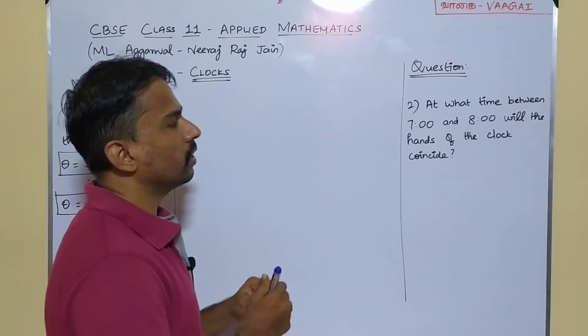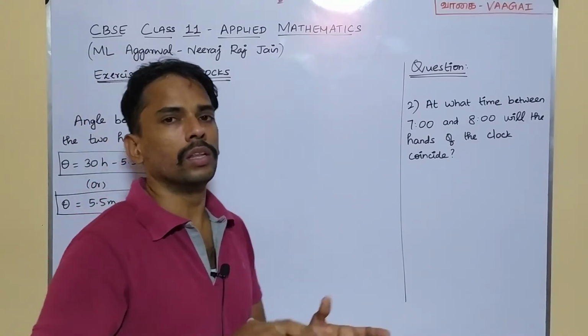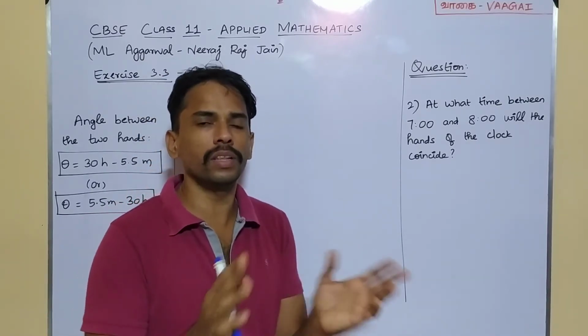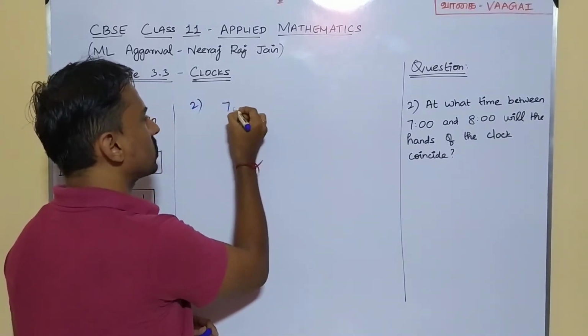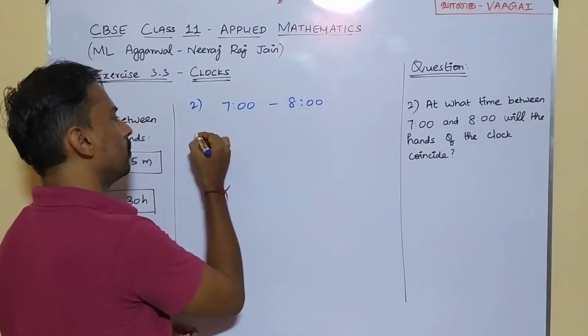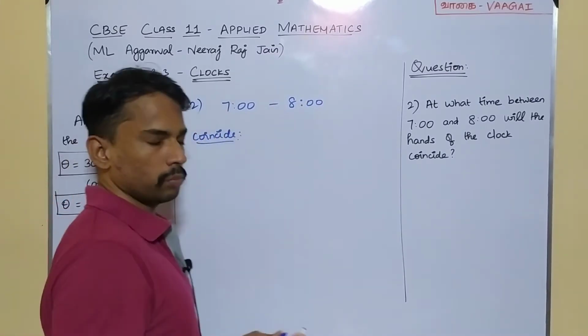So here again we are getting the same kind of question, the hands meeting, the hands coincide. Okay, they both mean the same thing. Hands meeting, hands coincide, everything means the same. So our second question, here our time is between 7 to 8. At what time will this event happen? I mean the hands coincide or the hands meet. As I said, they both mean the same.